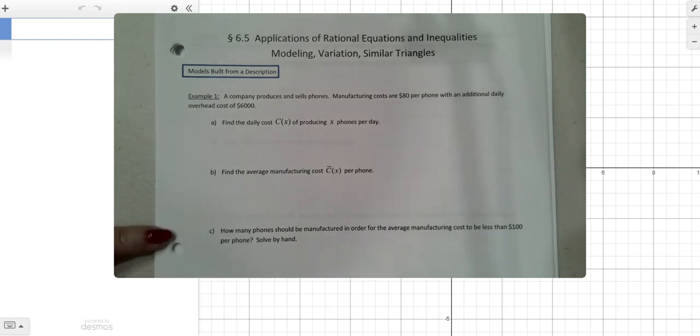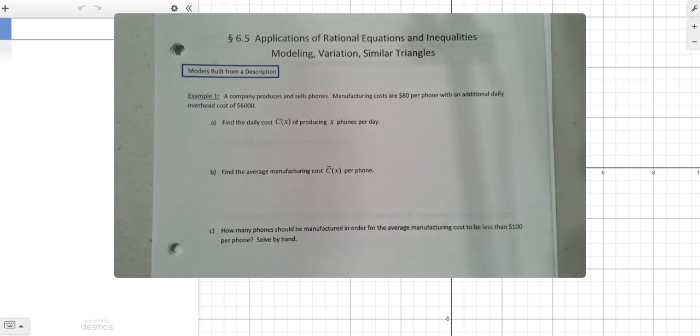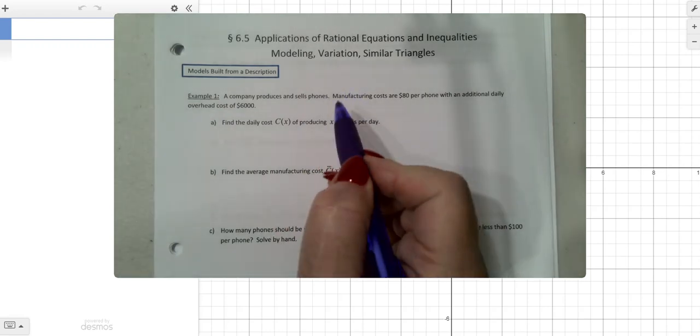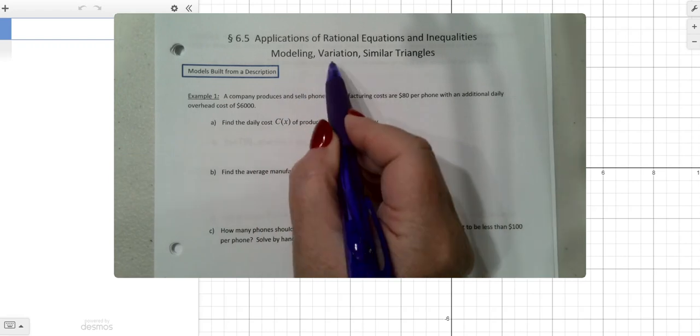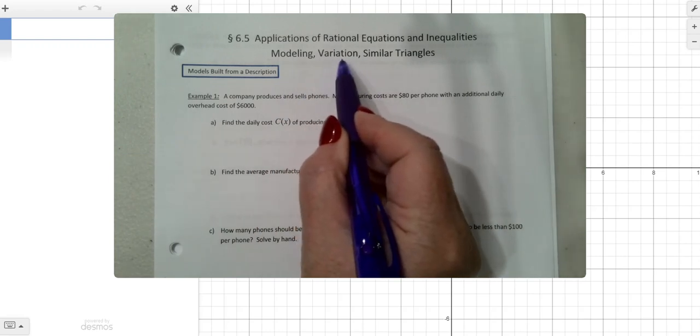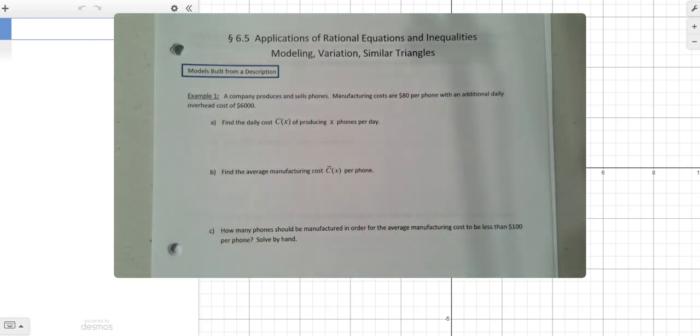In section 6.5, we're going to take a look at some applications of all of these rational functions and rational equations and inequalities that we have been working with. And we'll look at three specific types. We'll do some modeling, so some real-world situations, some variation problems, which are a very particular type of problem, and then some geometry at the end here with some similar triangles. So we're going to start with some models that we can build from the description of a problem.